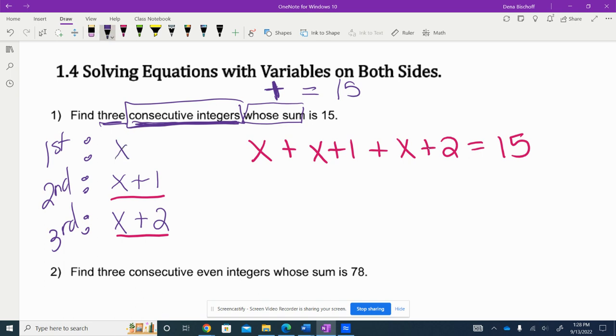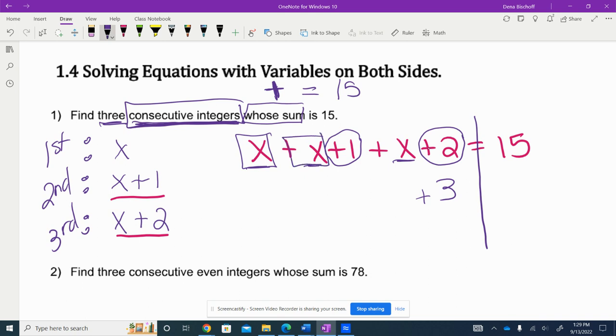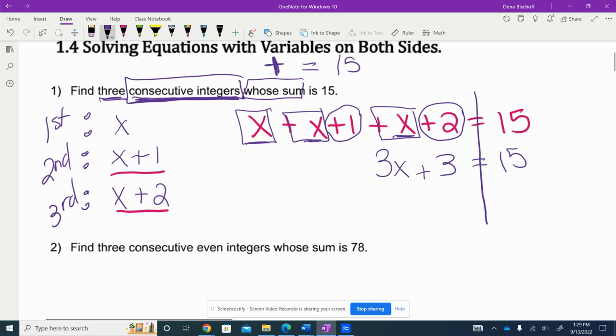Okay. So can we combine like terms? What do you see that looks the same, Jacob? Do you see anything that looks the same that I can group together? Plus 1 plus 2. Yeah, plus 1 and plus 2. What is 1 plus 2, Jacob? 3. Okay. What else looks the same? X and X. What is x plus x plus x? How many x's is that? 3. 3x. Good job. Equals 15.